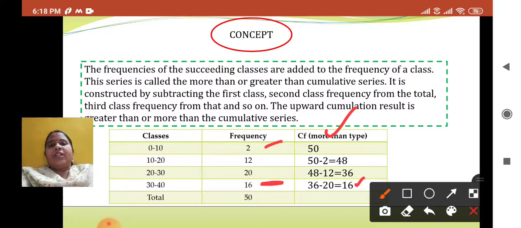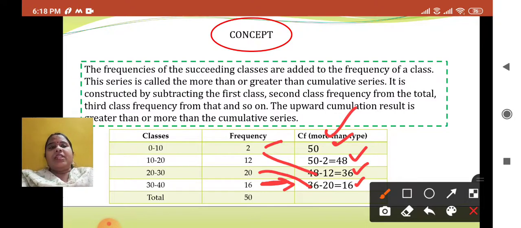This is the last value, that is written as it is, 16. Then 16 plus 20. How much? 36. 36 plus 12, 48. And 48 plus 2, 50. As in CF less than type, we were starting from the first value, in CF more than type, we will start from the last value. The last value is written as it is, 16, and then go on diagonally adding it.